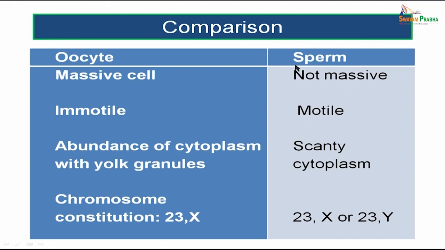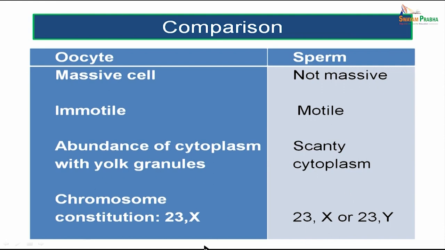Let's have a quick comparison between an oocyte and a sperm. When we compare an oocyte to a sperm, the oocyte is usually massive because it has a larger proportion of cytoplasm, and this cytoplasm contributes to the formation of the zygote. Whereas in sperm, there is not much cytoplasm, hence it is not massive. The oocyte is not capable of moving on its own, hence it is said to be immotile. Whereas sperms are capable of moving on their own and are motile. There is an abundance of cytoplasm with yolk granules in the oocyte, which is needed for the nourishment of the zygote after fertilization, whereas sperm has only a scanty amount of cytoplasm.